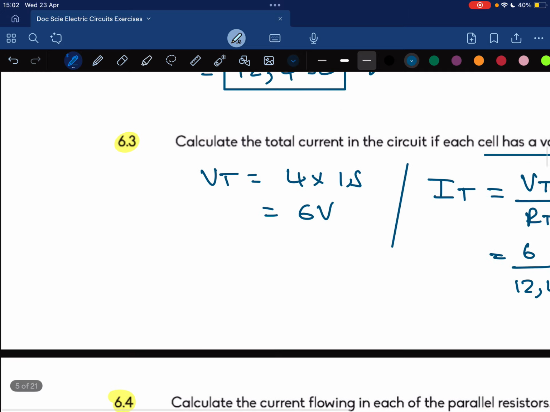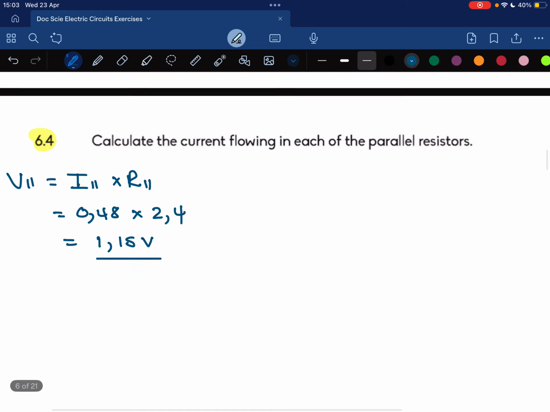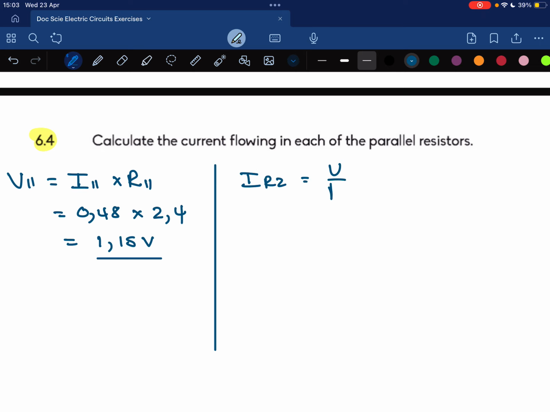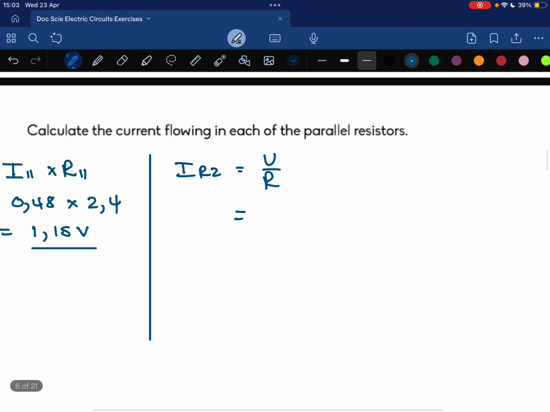So now you know that the voltage is equal in a parallel circuit. So the voltage that goes through here is equal to the voltage that goes through here. So I can calculate current again using my Ohm's law formula. The current through R2 is equal to V over R. I can see that R2's resistor is 6 ohms. So it's 1.15 divided by 6, which is just going to be 0.19 amps.